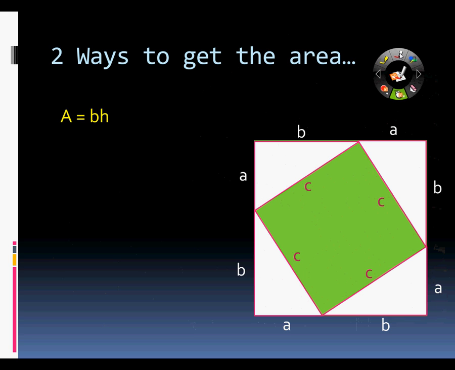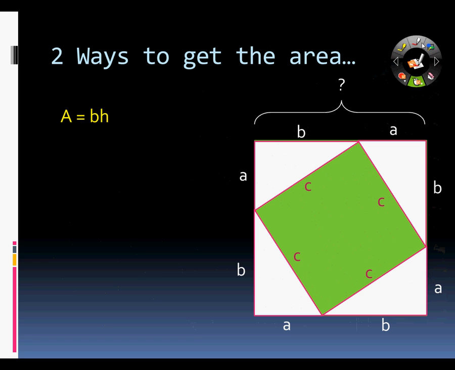So the first thing I can do is base times height. So the question is, in this square, what is the base? Well, this is A plus B. It's the B side plus the A side of my triangle, so I get A plus B, and every one of these sides is A plus B. And so when I do base, I get A plus B, and when I do height, I get A plus B. Now, a lot of students want to say that this is A squared plus B squared.